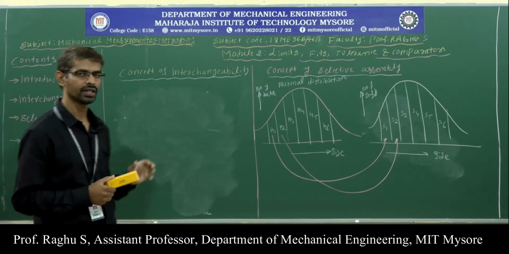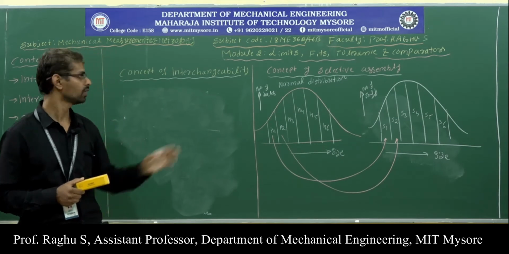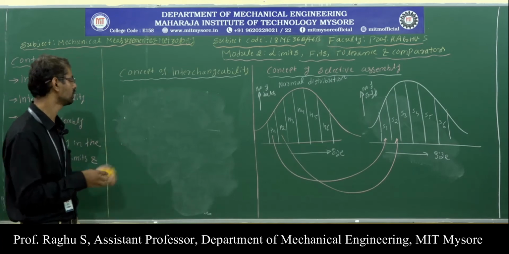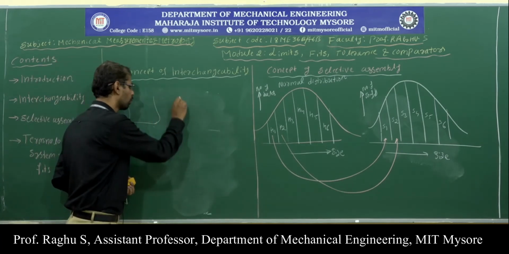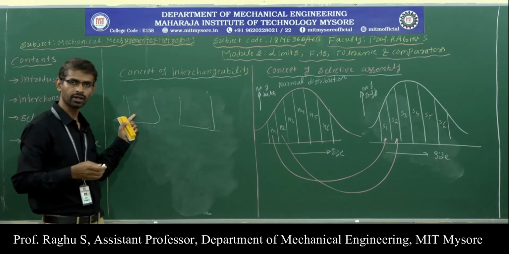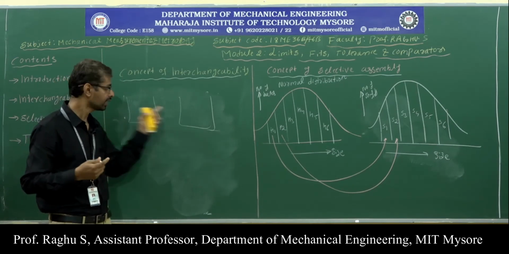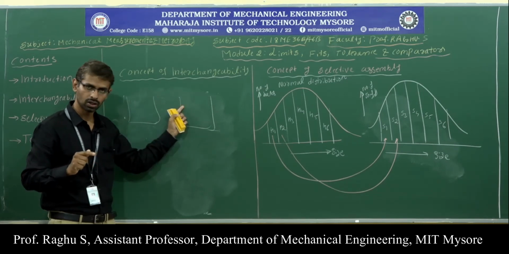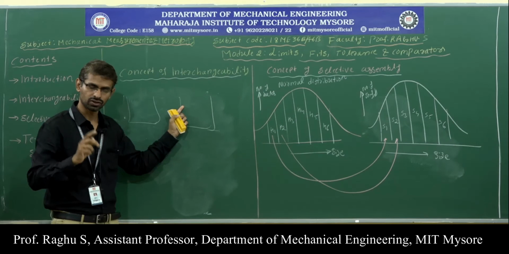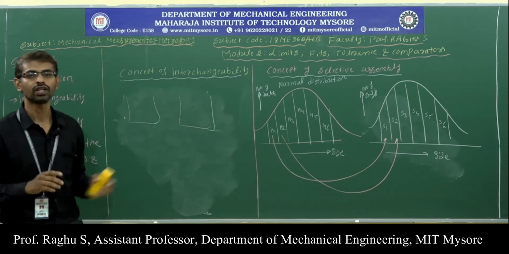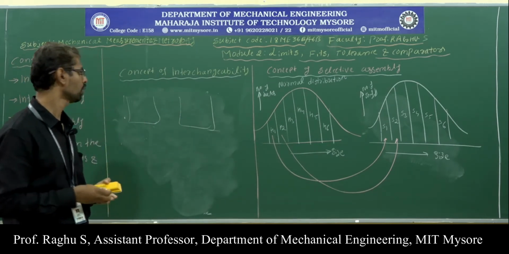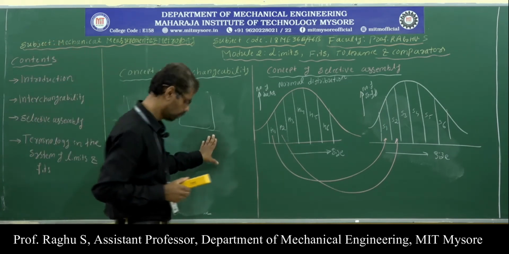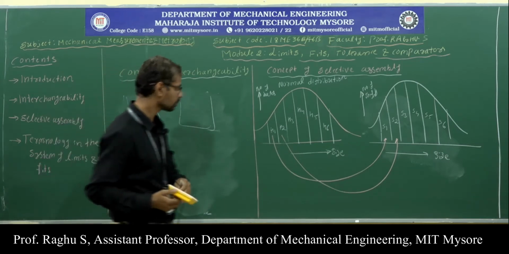We have discussed the concept of interchangeability and the concept of selective assembly. In the case of interchangeability, take any component, selected randomly from lot A, and any component selected randomly from lot B. If the assembly is successful, then we can say that the manufacturing system is under interchangeability, that is, it follows the concept of interchangeability.